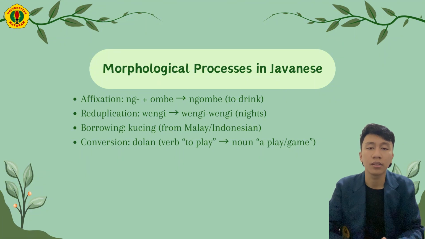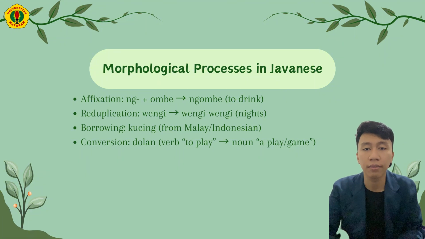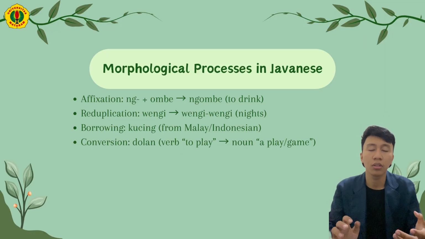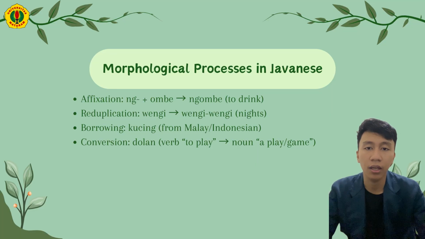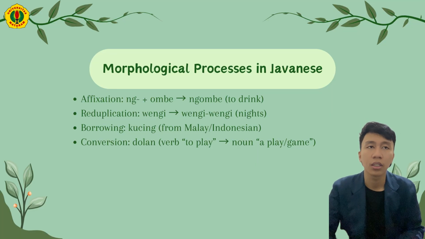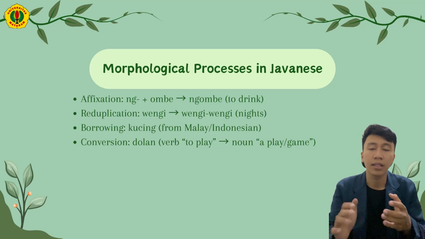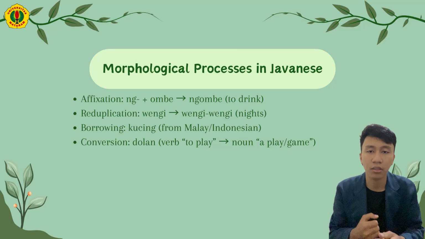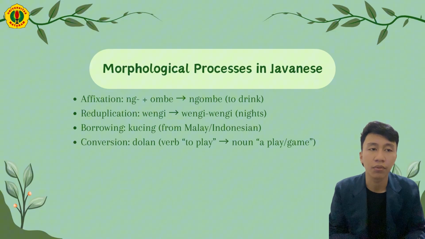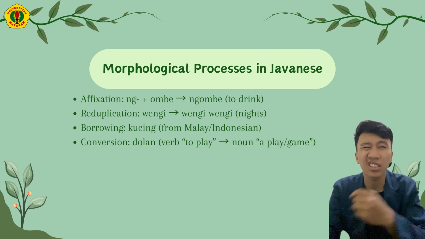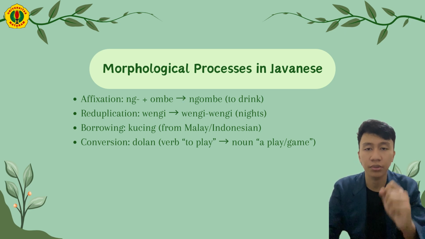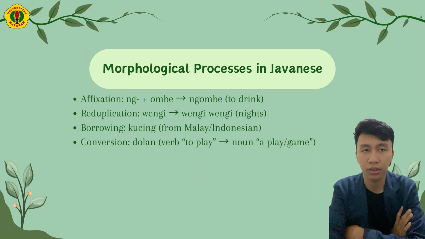We move on to the morphological processes in Javanese. We know that in Javanese we can identify several major morphological processes. The first is affixation, the addition of a prefix, infix or suffix. For example, the word ngombe: the prefix ang plus ombe becomes ngombe, which means to drink, and this is the most common process in Javanese morphology.